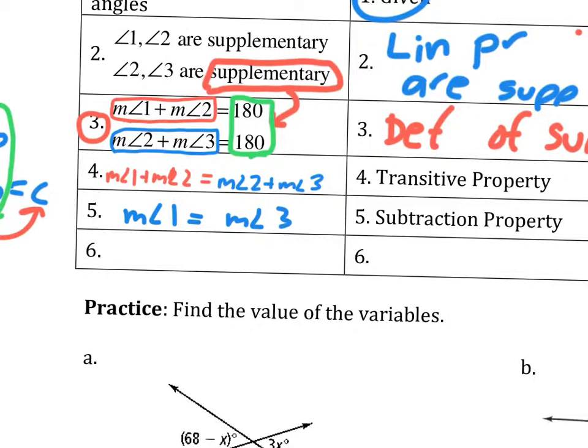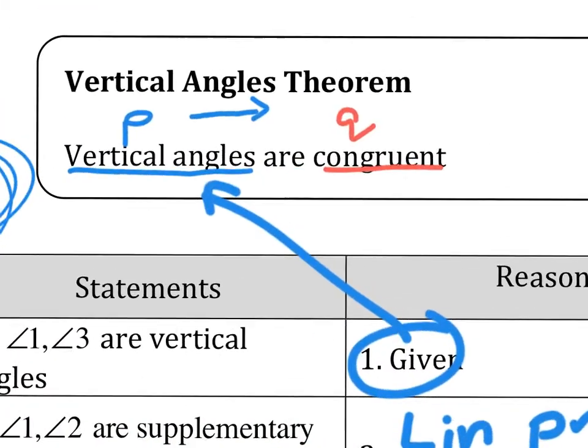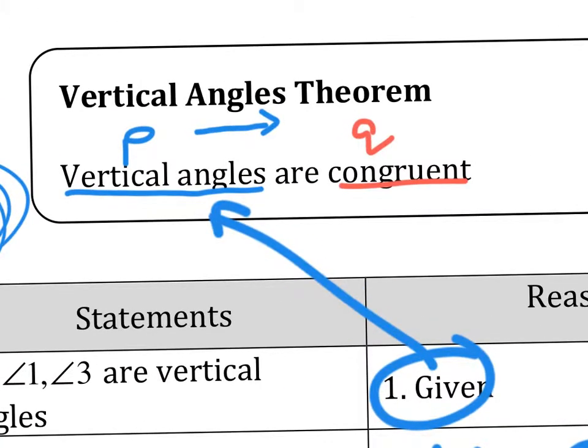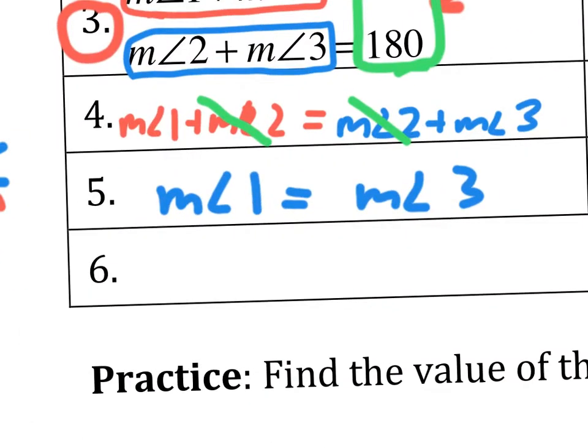Why? Because the subtraction property says I can subtract the exact same thing, in this case the measure of angle 2, from both sides. Now before we finish up here, let's refresh what our conclusion should be. What symbol should I be using here? It's the congruent symbol. Now I haven't gotten there yet. Is this a congruent symbol right here? Nope.